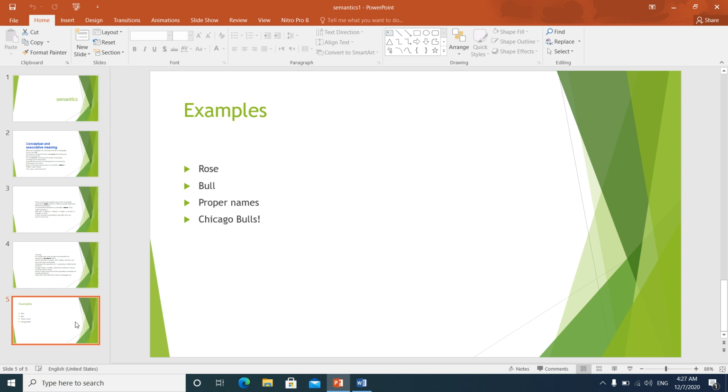For example, a word like rose is associated with beauty, right? Associated with love, with passion. That's why people give roses to each other as a gift, as a present. A husband gives his wife a rose. Friends give or exchange roses in certain occasions. But this is very common in the Western society, in the Western culture.